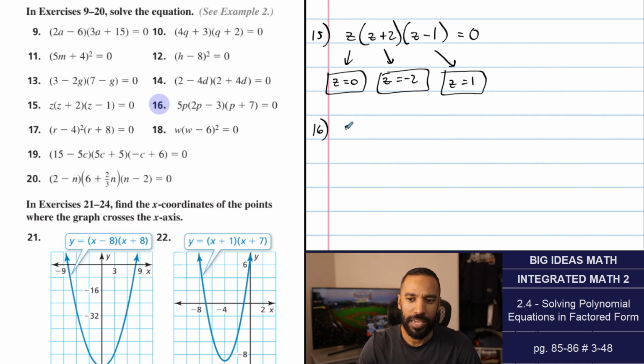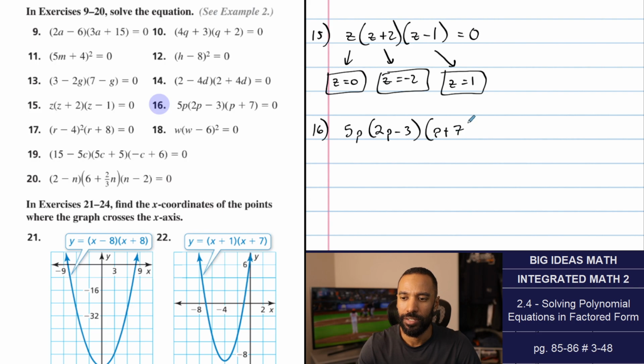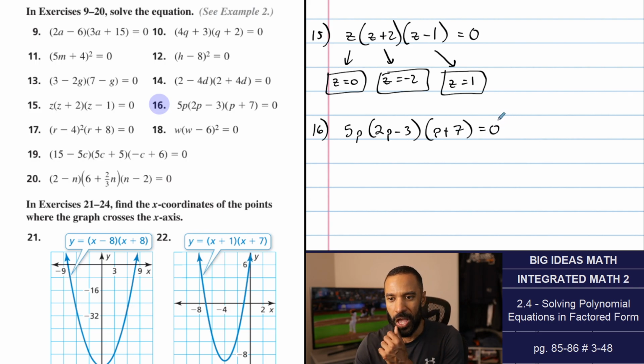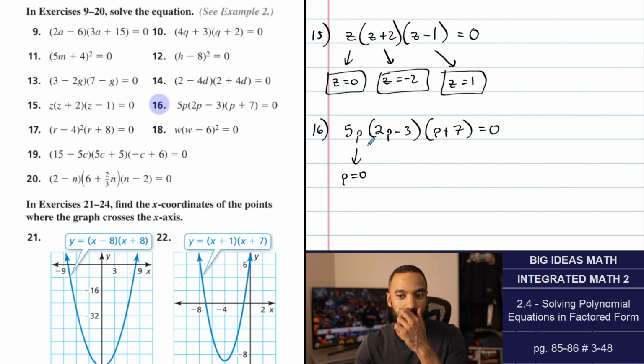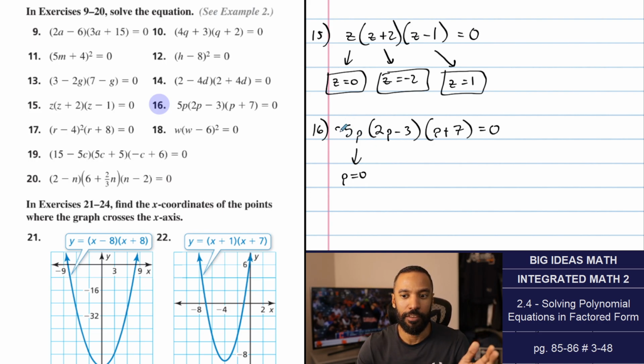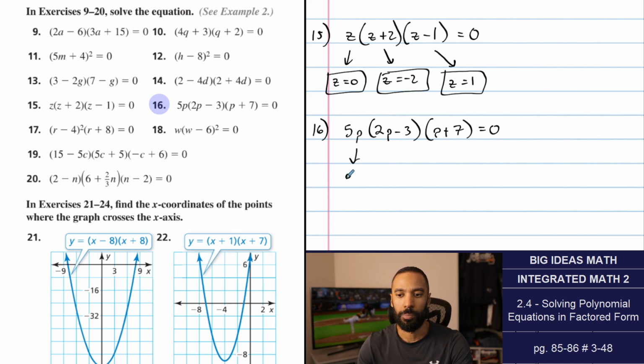I have 5p times 2p minus 3 times p plus 7 equals 0. If 5p equals 0, once again, it's one of those things. Divide both sides by 5, p equals 0. Once again, the 5 has no bearing on this, guys. This could have been a 55. P still equals 0 right there, right? That's the thing. So p equals 0.